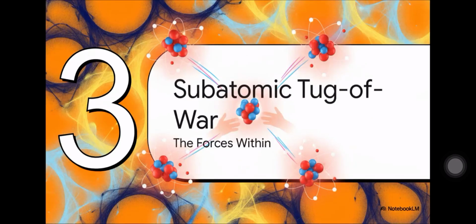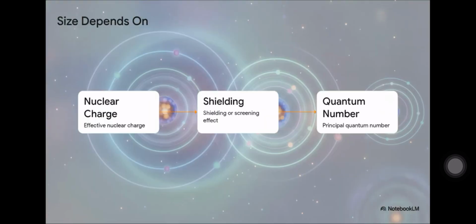Section 3. The subatomic tug of war. The forces within. To understand why one atom is bigger or smaller than another, we have to zoom deep inside the atom itself and look at the invisible forces battling it out. An atom's final size isn't random at all. It depends on 3 things: 1. Effective nuclear charge. 2. Shielding or screening effect. And 3. The principal quantum number.